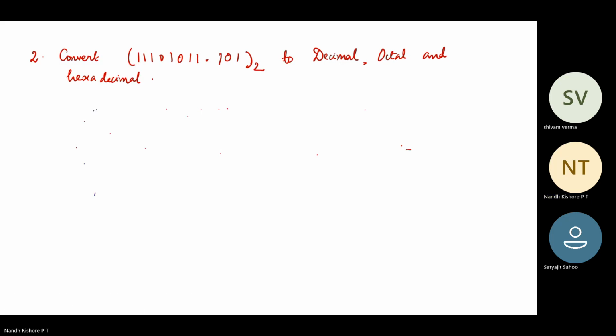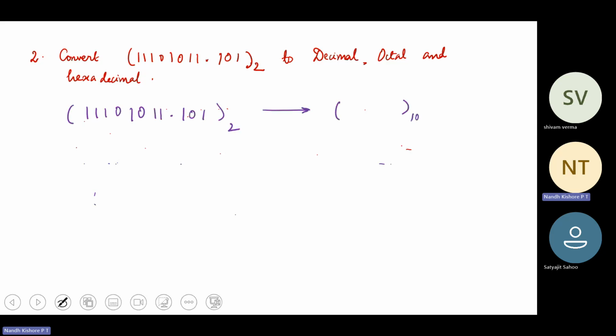So 11101011.101, right? First we have to convert it into decimal. Okay. To convert to decimal, what do we do? We just look at the units place and directly multiply in powers of 2. This is the units place, right? That is, you have 0, 1, 2, 3, 4, 5, 6, 7, right?